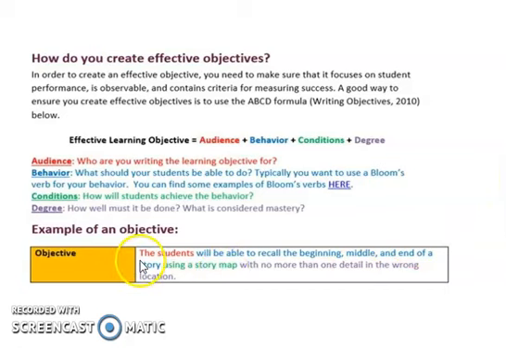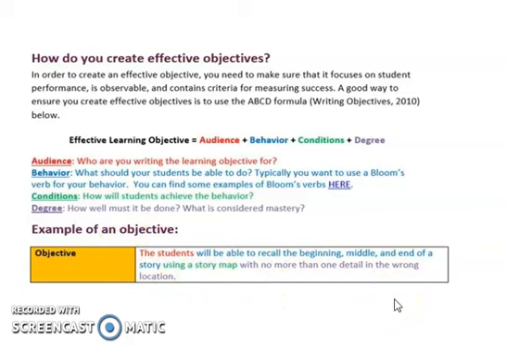So who? The students. What are they doing? Will be able to recall the beginning, middle, and end of a story. How are they doing it? Using a story map. And how well does it have to be done? With no more than one detail in the wrong location. So that would be your whole objective there.